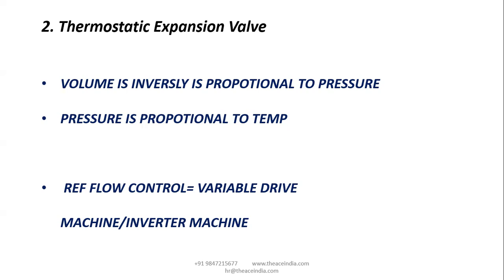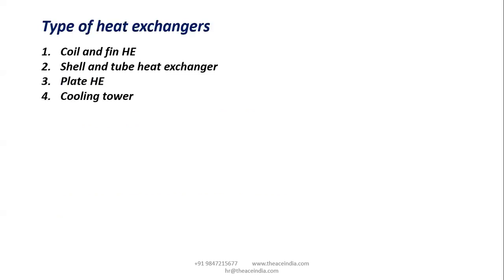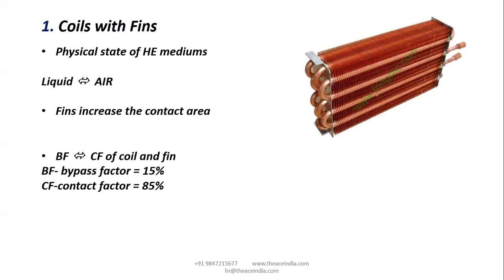Yeah, again, come on, guys. So basically, there are different kinds of heat exchangers. The first type is the coil with fin arrangement. I hope you must have been seeing this kind of arrangement, especially on the condenser side or even on the evaporator side itself.